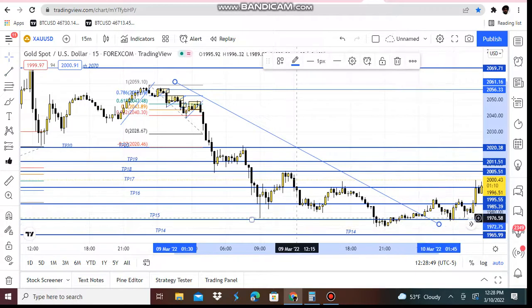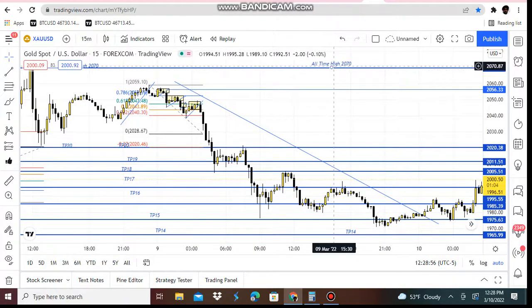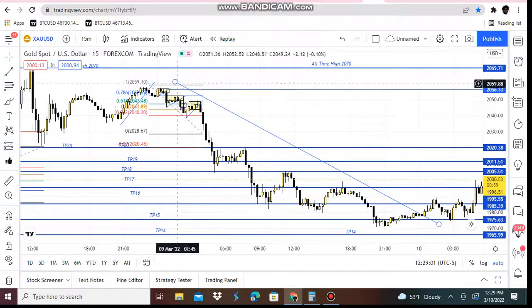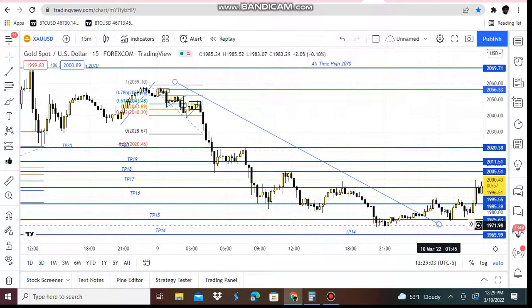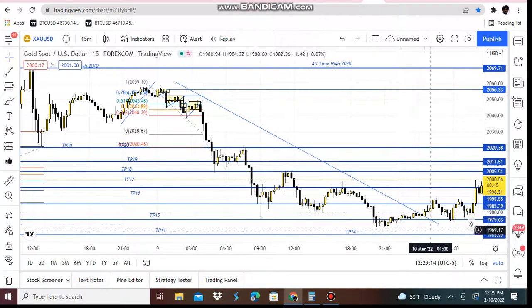Boom, from here to here, all the way up from 2059 where it first started. All-time high is 2070, and we will draw our trend line where we were in a downtrend from 2059 all the way down to 1971, take profit 14. From the all-time high 2070, we get all the way down to 1971, from March 9th all the way down to March 10th.